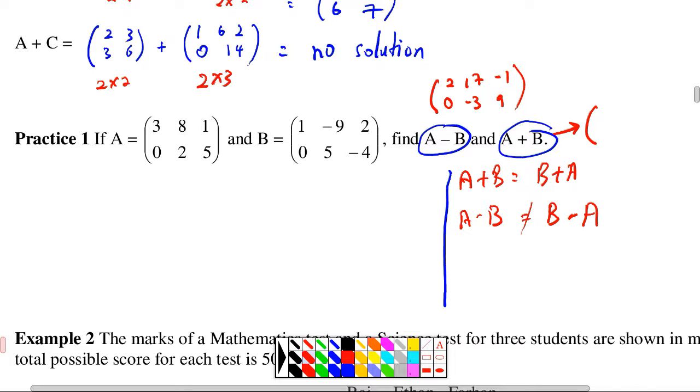Those who are done, try example 2 yourself. Read the question first. Which one is this? Yeah, 1 minus 2.